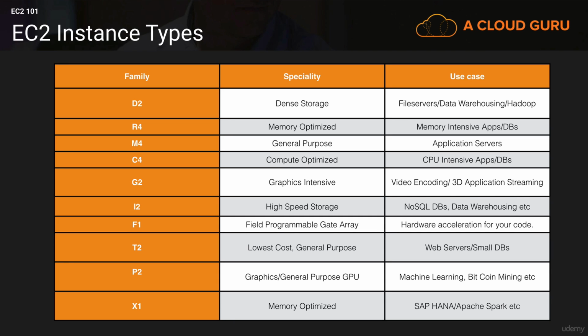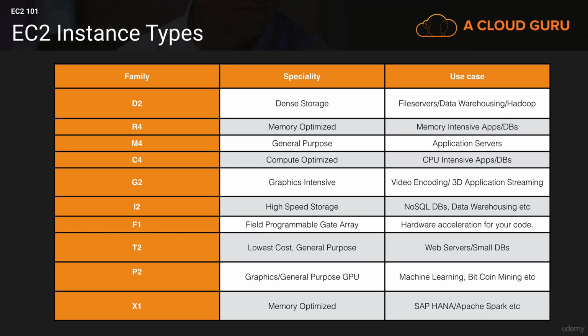We have F1. These are brand new out of re:Invent 2016, and these are field programmable gate arrays, and this is basically where you can actually change the physical hardware underneath to suit the software that you're running on it. If you want to have some interesting reads, just Google FPGA to understand it in a lot more detail than I can explain, but just think of it as hardware acceleration for your code. So you can actually change the underlying hardware to suit your code, and they're brand new and very unlikely to feature in the exam, if I'm honest.